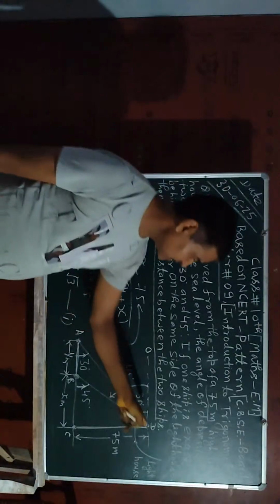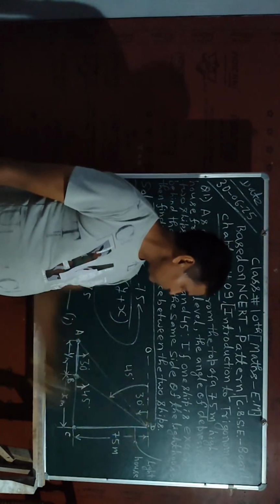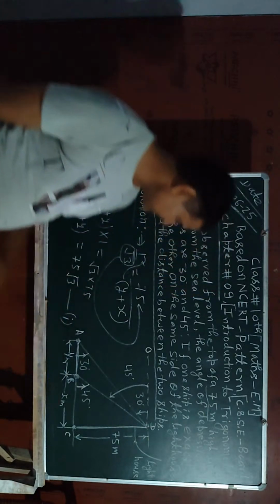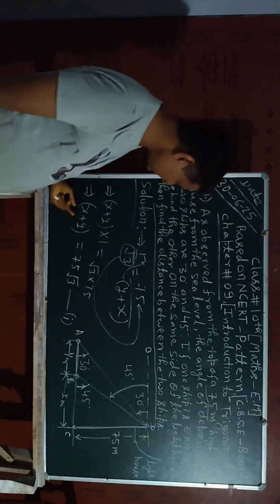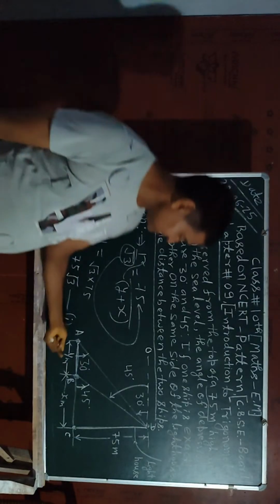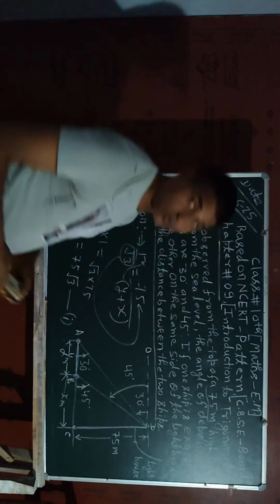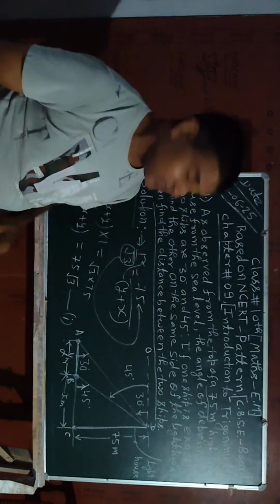Again I will consider right angle triangle BCD for getting the value of x. When I get the value of x, I will substitute here, and after substituting I will get the value of y, and that is the requirement of the question. Okay, student. So according to this way, I will complete.